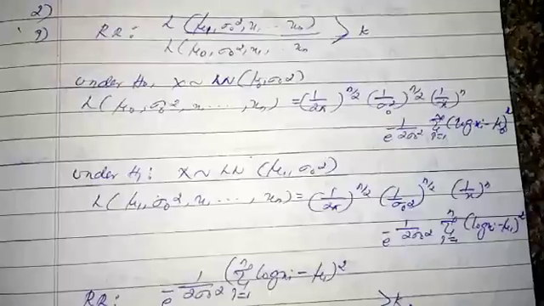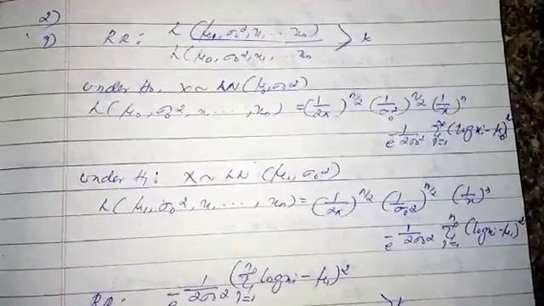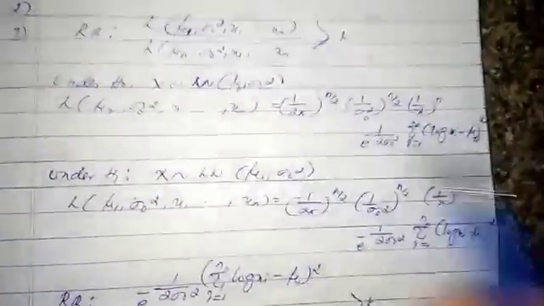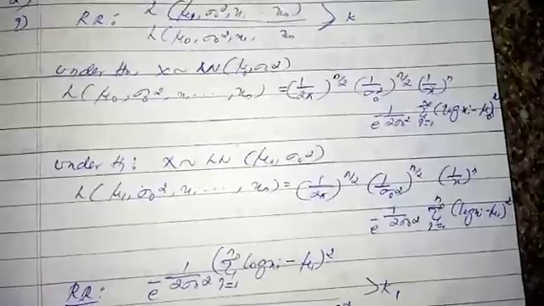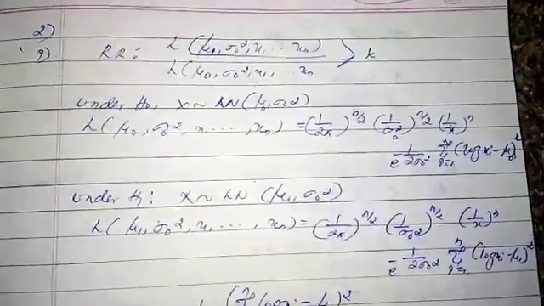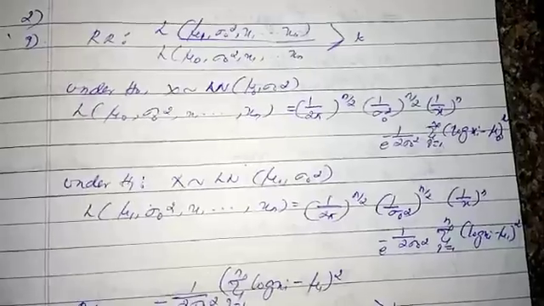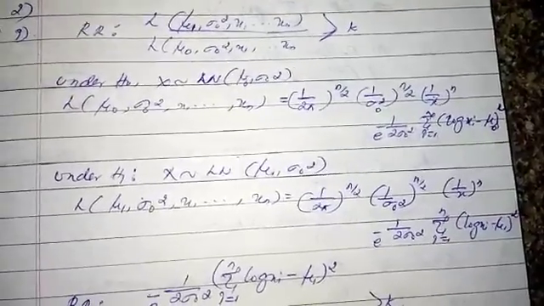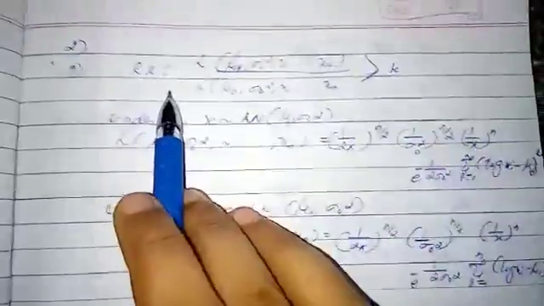Case 1, mu1 is greater than mu naught. And the second case is mu1 is less than mu naught. So here is the answer for the first question, case 1, mu1 greater than mu naught. We know that we reject the null hypothesis for a large ratio. That is the rejection region.